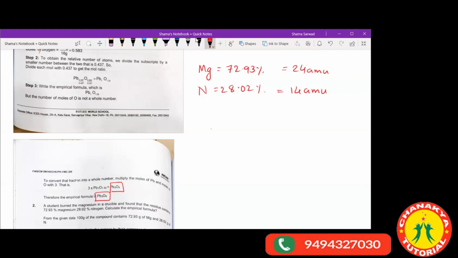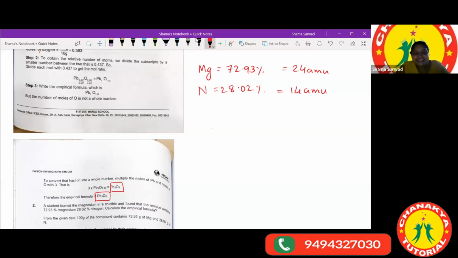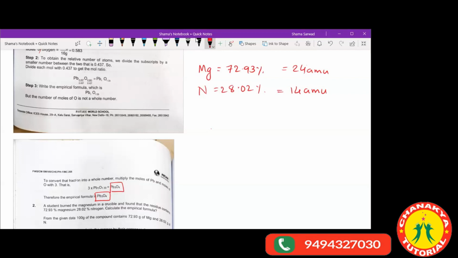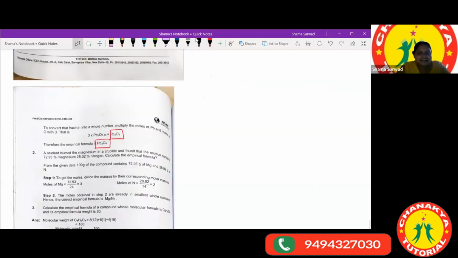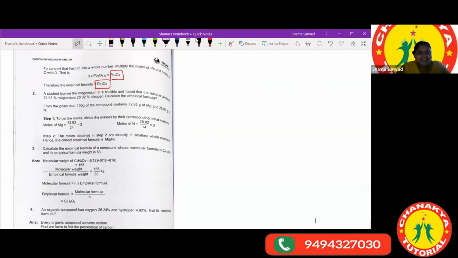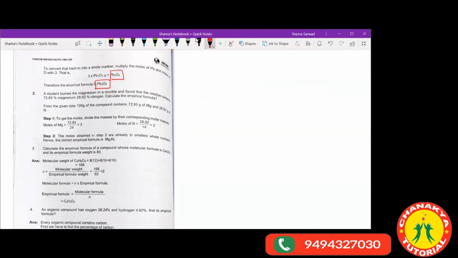Ma'am, is it Mg3O2? Is it Mg3O2 you get? Shall I reveal the answer? Yes, ma'am. Okay, fine. I'll take the cursor down. See, what is the answer? Mg3N2, correct.